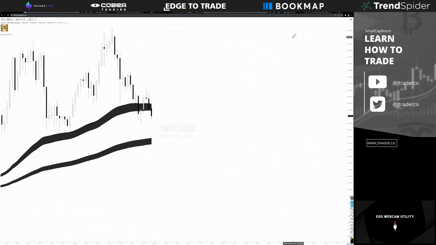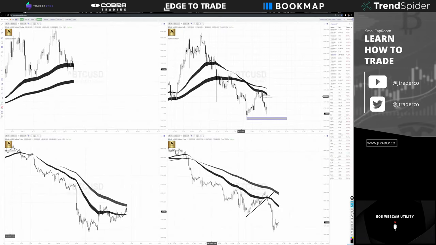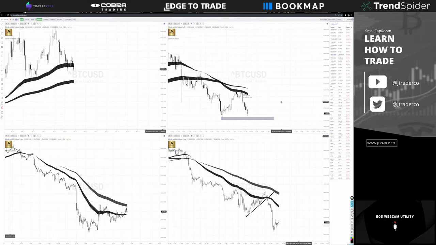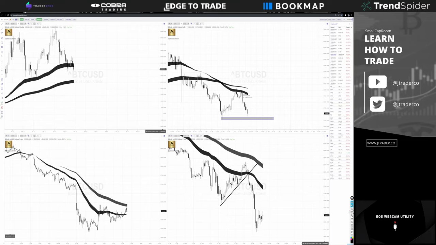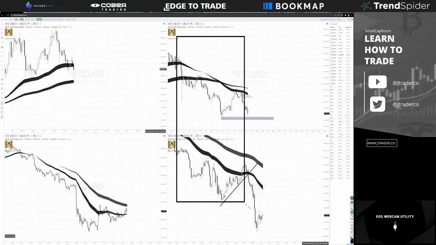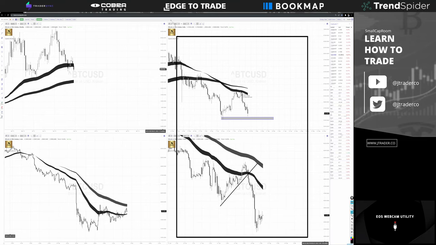Weekly is like this. If you get over here to the daily, now you can see things better. Just focus on the last two charts, right? These two charts over here. Okay, so try to focus on these. Over here we have a daily, and over here we have hourly.